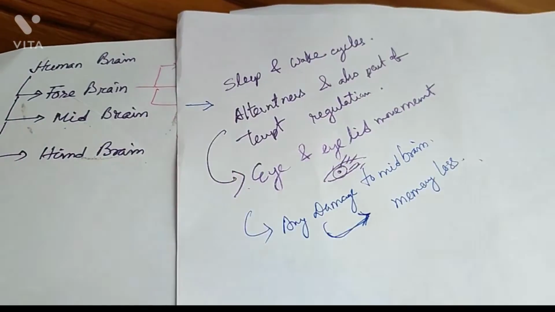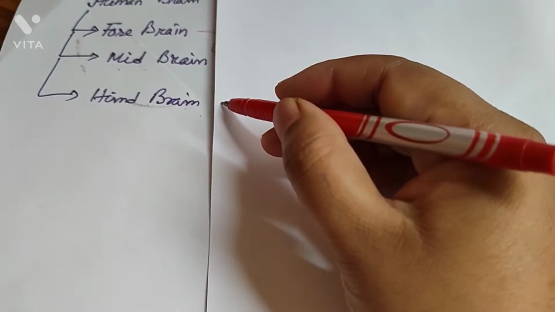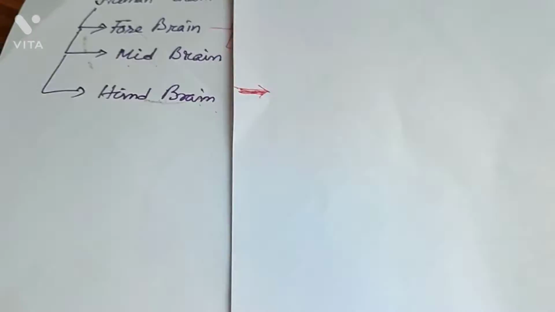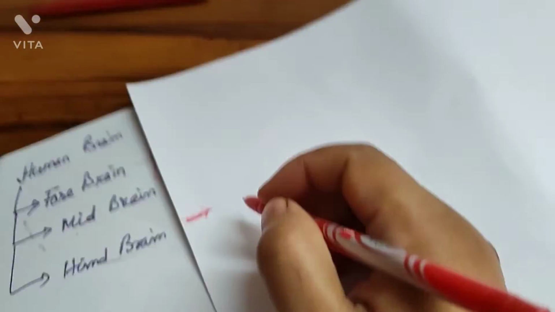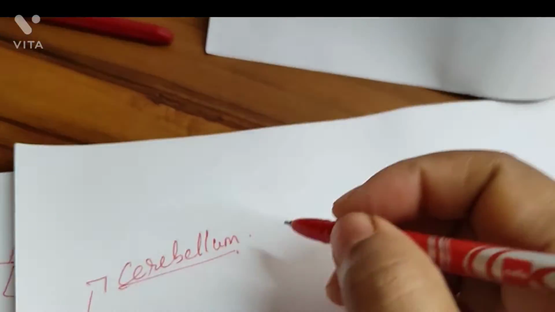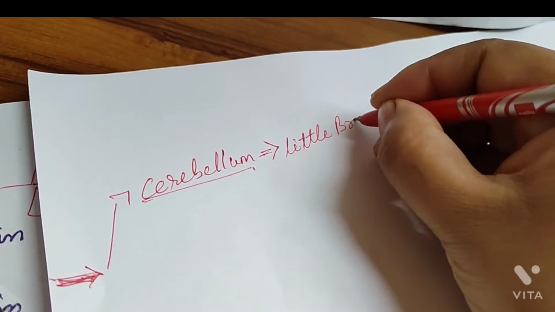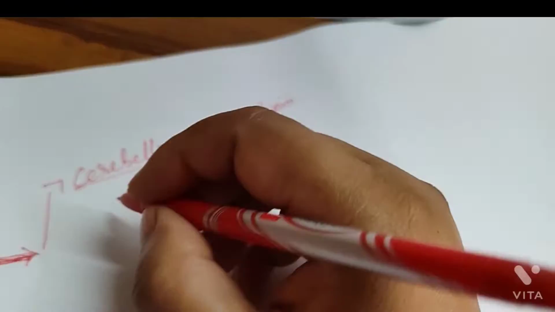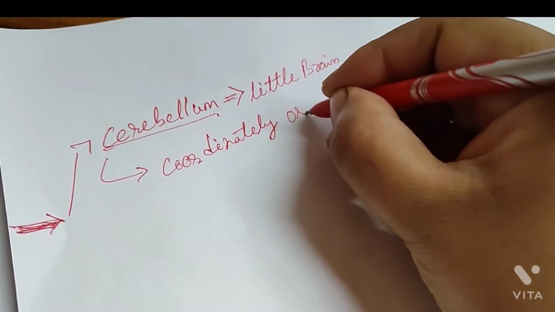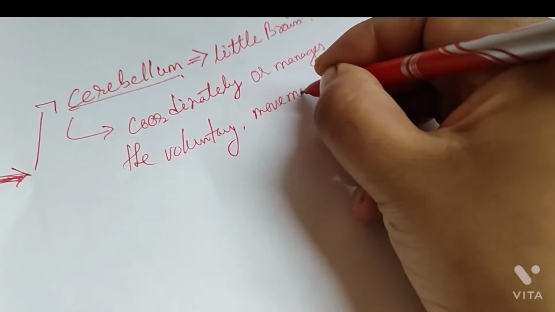Then we come to the last part of the brain, the hindbrain. The hindbrain again has three major parts, the cerebellum, the medulla oblongata, and the pons. The cerebellum is called the little brain, and it coordinates and manages the voluntary movements of our body.